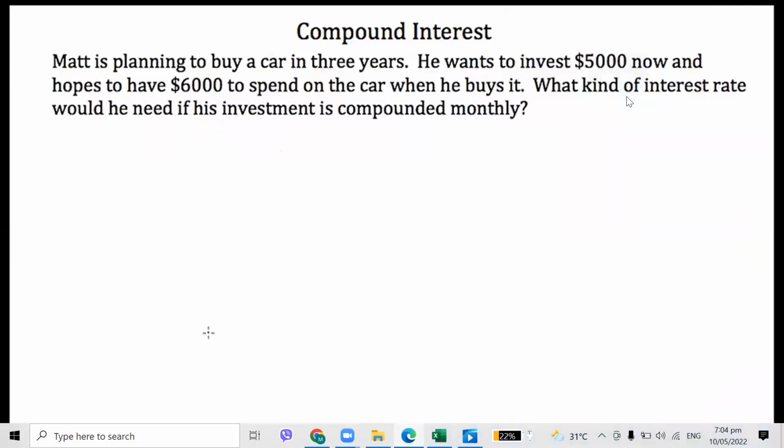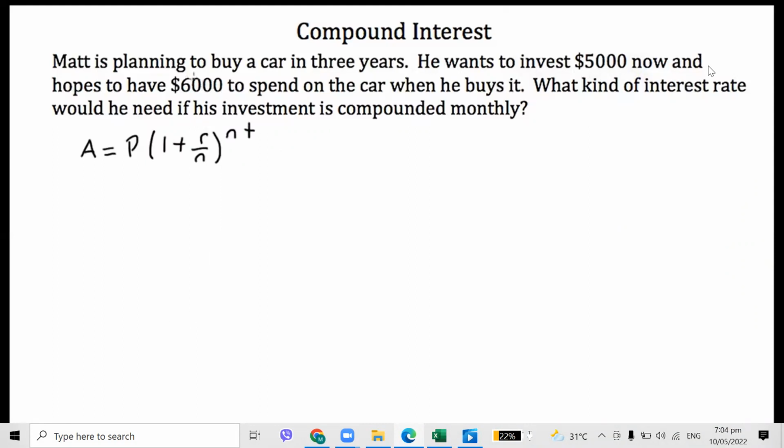Here Matt is planning to buy a car in 3 years. He wants to invest $5,000 now and hopes to have $6,000 to spend on the car when he buys it. So what kind of interest rate would he need if his investment is compounded monthly? Once again, we're going to use our compound interest formula. This is A is equal to P times 1 plus r over n to the nt power.